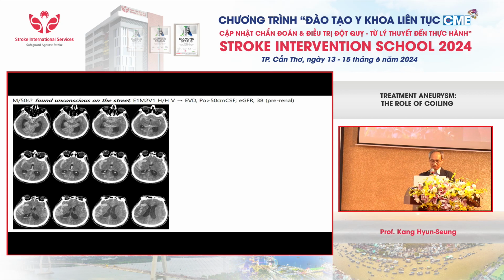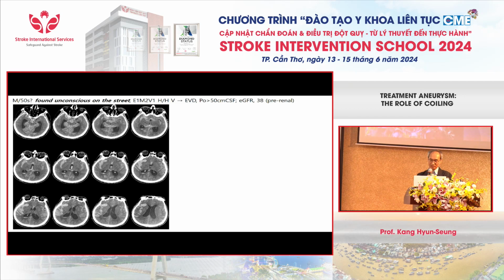Let me share one case. This patient seems to be in his 50s. Actually, he was found unconscious on the street. At that time, the Glasgow Coma Scale was E1, M2, V1. So the Hunt and Hess score was grade 5.